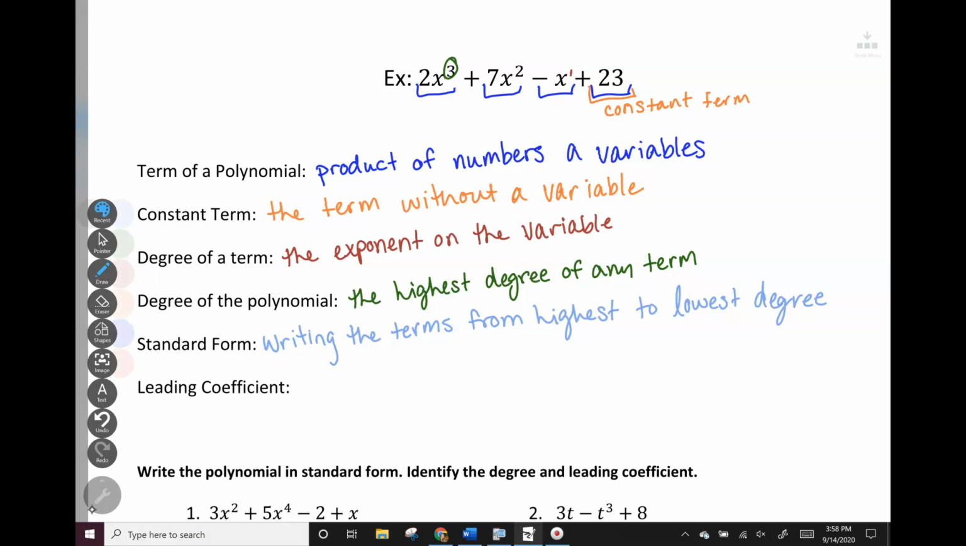The leading coefficient is exactly what it sounds like. Once your polynomial is in standard form, the leading coefficient is the first coefficient. Okay, so it'll be 2 in this case.